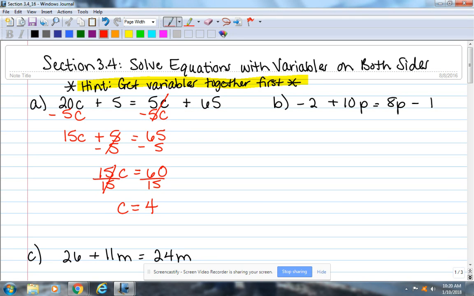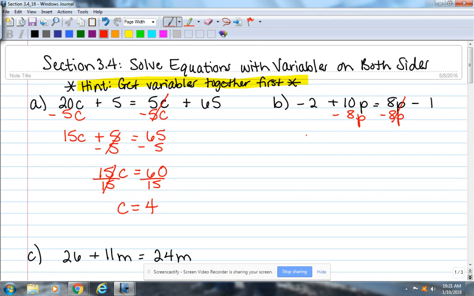So on problem B there, go ahead and copy that down if you haven't already. We have two different P's on different sides of the equal sign. So somebody tell me how we want to get our P's together. There's two different things you can tell me. Subtract 8P from both sides. Was that what you were going to say, Sydney? Okay, good. Subtract 8P on each side.